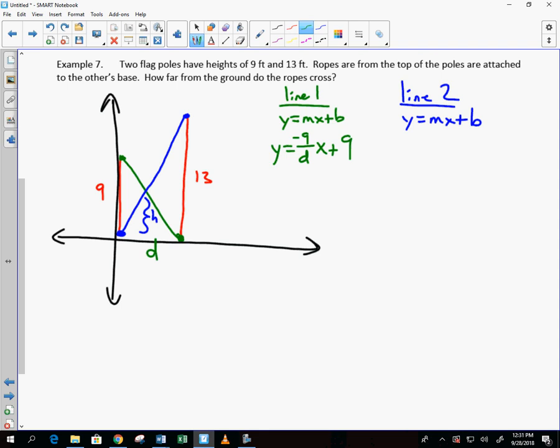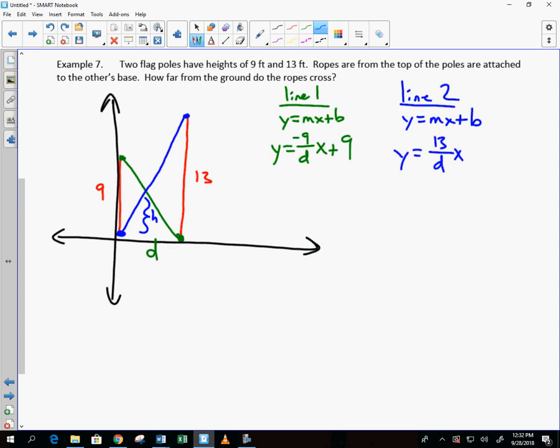Okay, let's look at the blue line. What's the y-intercept of the blue line? 0. That makes it quite nice, doesn't it? All right, if the y-intercept is 0, what is the rise to get from this point to this point? 13, what's the run? d. So y is equal to 13 over d times x. Now, I know that you don't like d. Don't worry about it, okay? Just let it be, and we'll get to it in a little bit.